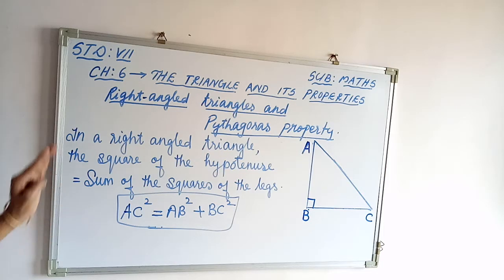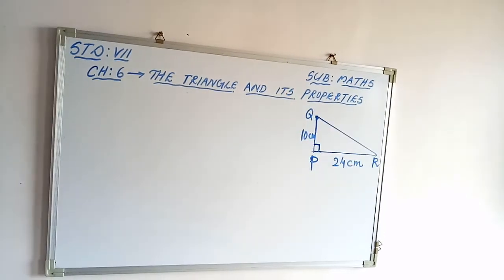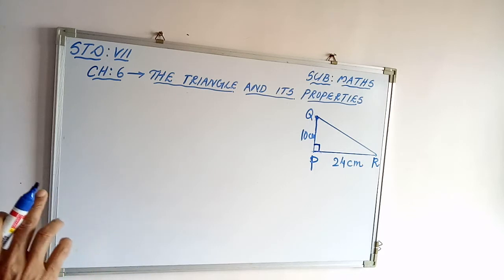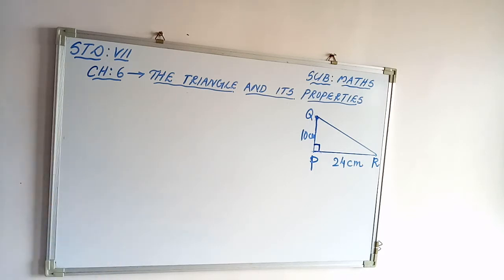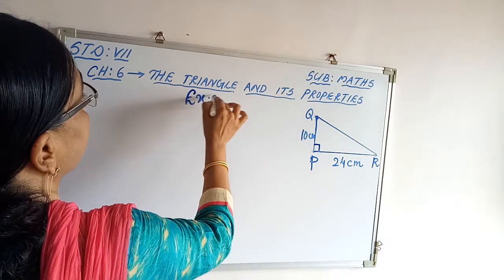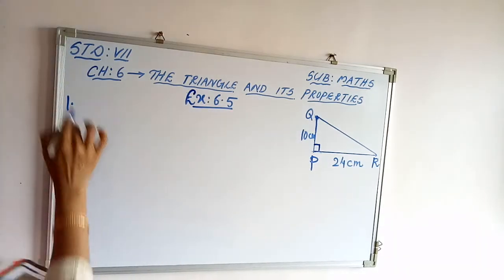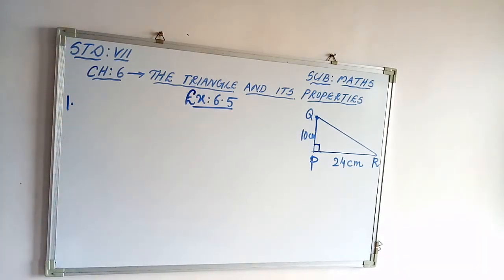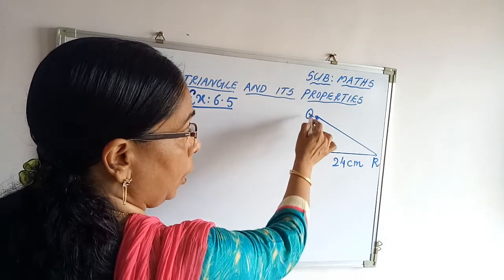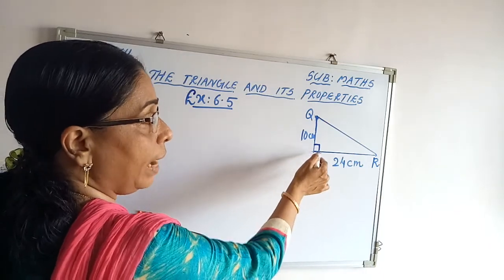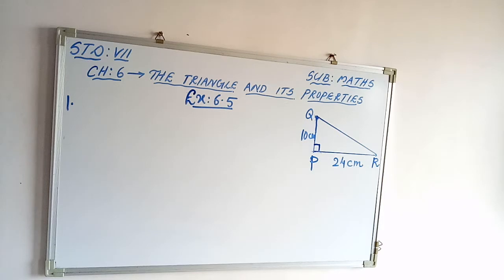Now we can solve exercise 6.5 based on this Pythagoras property. Exercise 6.5, first question. I am not going to write the question on the board. You have to open your textbook, page 130. I'll read out the question. PQR is a triangle right-angled at P. I have already drawn the triangle PQR. It is right-angled at P, that means angle P is equal to 90 degrees. PQ is equal to 10 centimeters, I mark it there, and PR is equal to 24 centimeters. What you have to find is QR.